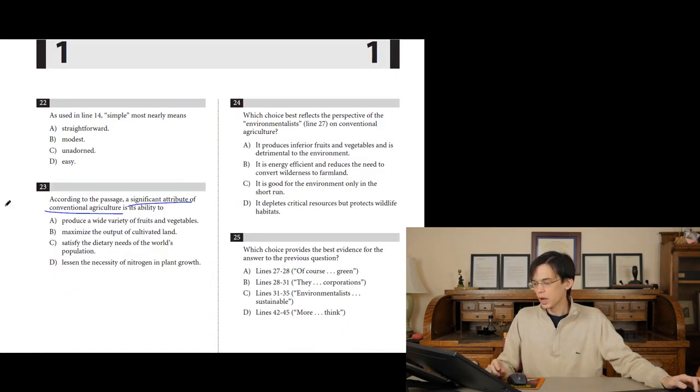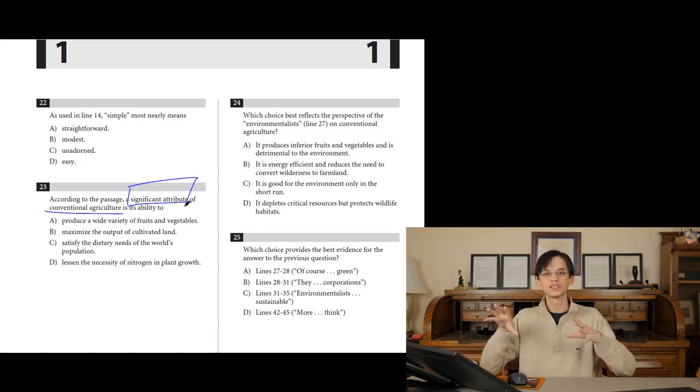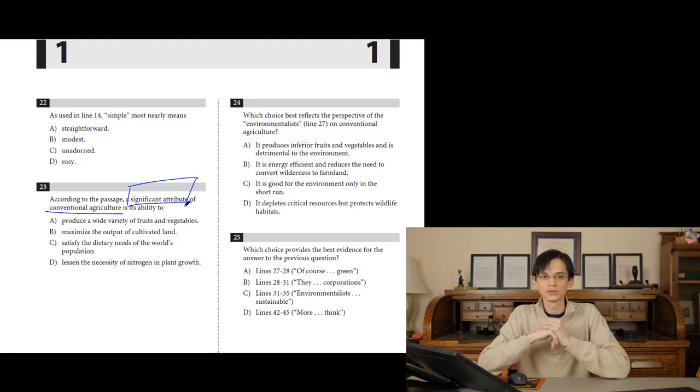Let's read the answers. According to the passage, a significant attribute of conventional agriculture is its ability to A, produce a wide variety of fruits and vegetables. I don't think that's a significant attribute. I think a lot of different ways of farming can produce a wide variety of fruits and vegetables. I don't consider this to be a significant attribute. Significant attribute means it's special to this. It means only conventional agriculture can do this. And so far from what we've read, there's no reason to believe that conventional agriculture is the only thing that can produce a wide variety of fruits and vegetables.